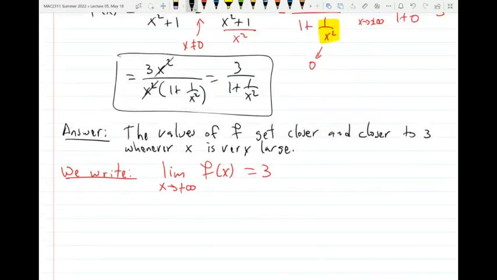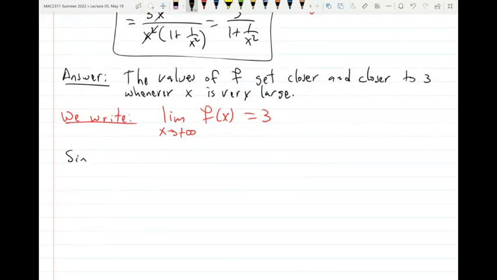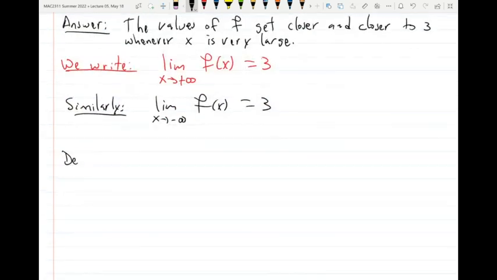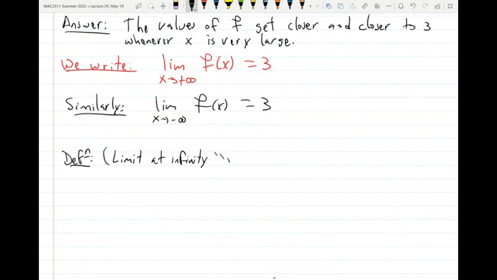Let me write down the definition. Similarly, by the above discussion, it follows that the limit as x approaches negative infinity of the function is also equal to 3. So, definition: this is a limit at infinity, and again this is an informal one, because a formal one has inequalities and a bunch of stuff in there, but we're not going to be doing much with those inequalities. Whenever we need them, I'm going to come back and tell you something about it, but I don't want you to get confused.